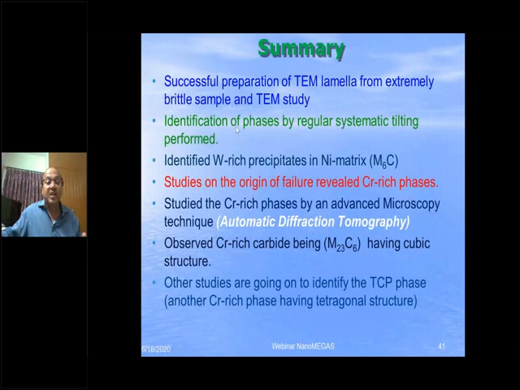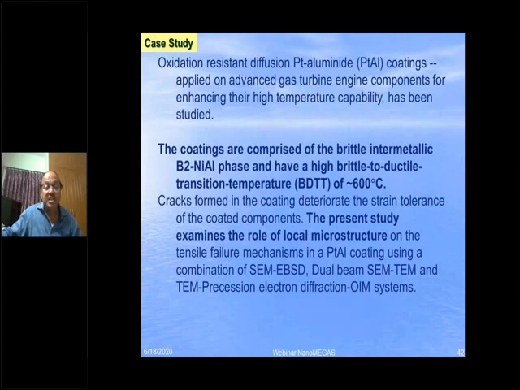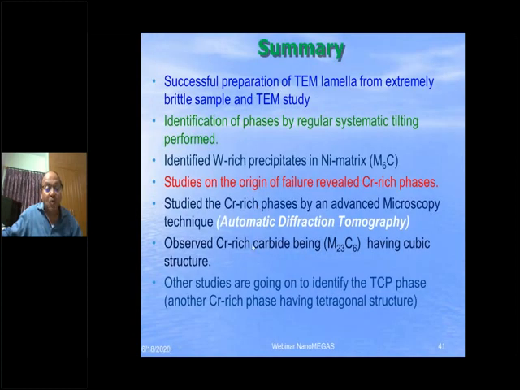Then we identify the phases, then identify the tungsten-rich precipitates responsible, that is slowly converging, that is M6C. Then we studied the origin of this failure, which is revealed by a very small phase, that is chromium-rich phases. See, we are slowly converging on these chromium-rich phases. Then we find out what observation this chromium-rich carbide phase has.